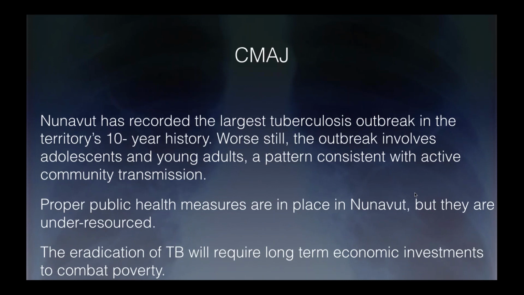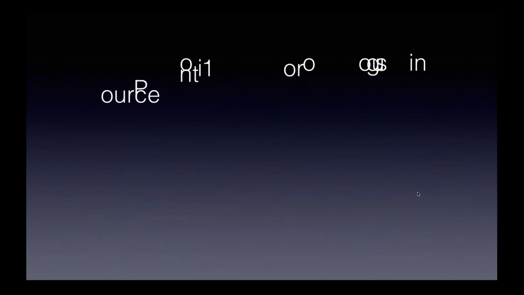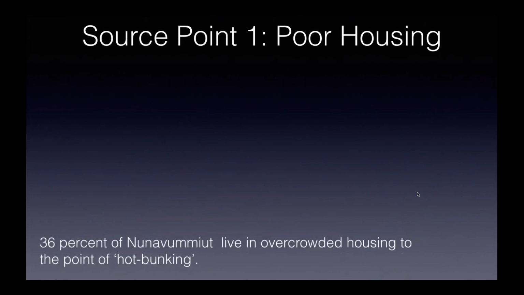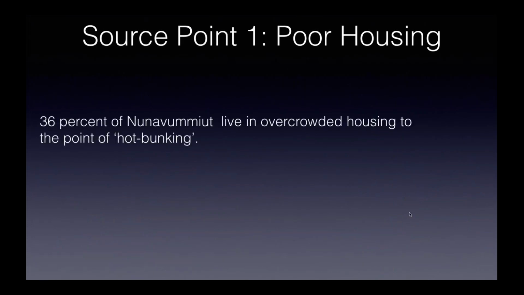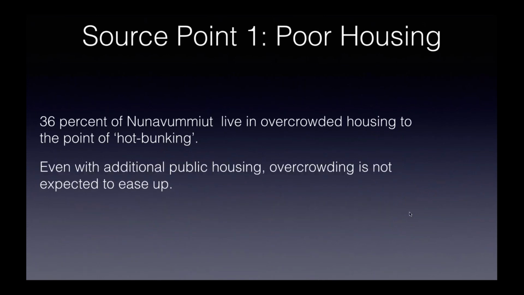Now here, that's a very important piece of advice because we need to understand the geography in order to get those investments correct. So source point 1, we found poor housing. 36% of people living in Nunavut live in overcrowded housing due to the point of hot bunking, meaning that people are sharing beds on different shifts. Someone will take the midnight to 8 a.m. shift, someone will hop right in the bed from 8 a.m. to 2 p.m., and then another person will keep going and going.